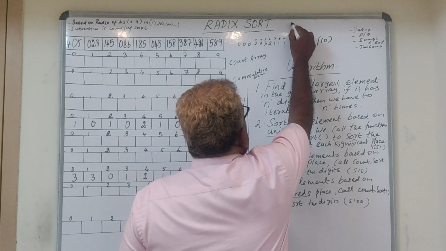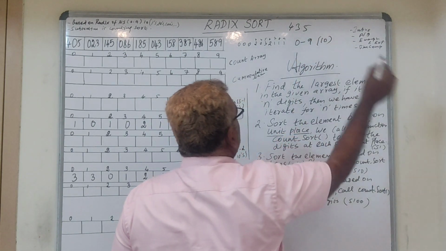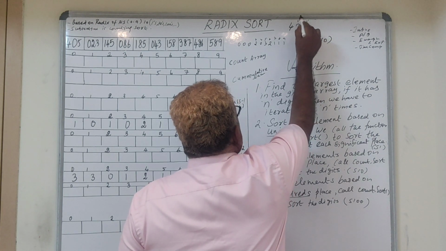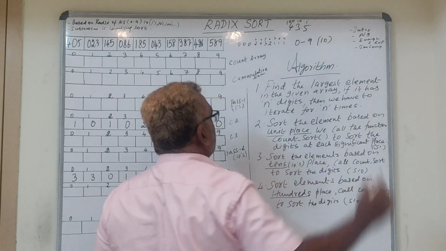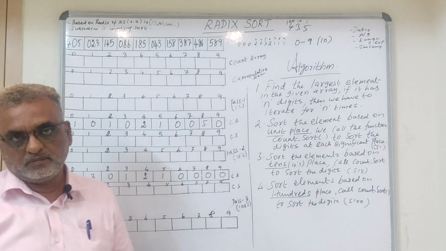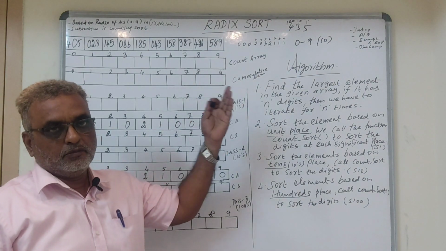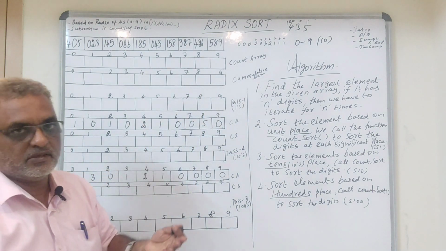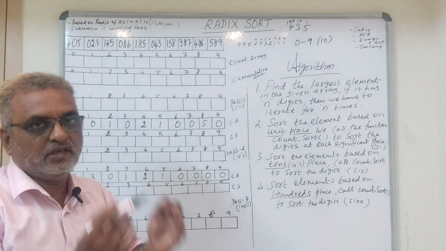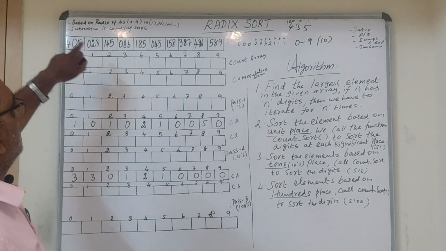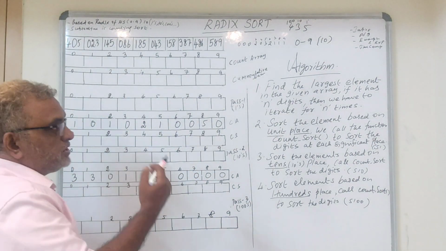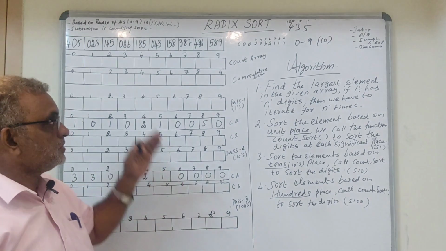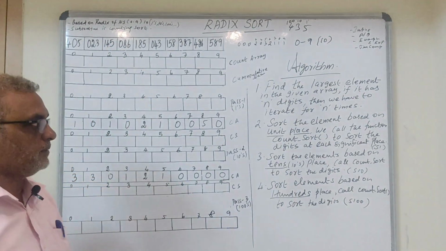For example, if you write the number 435, the 5 refers to the 1's position, the 3 refers to the 10's position, and the 4 refers to the 100's position. That means 4 into 100 plus 3 into 10 plus 5 into 1. That is how we get the decimal number. In order to perform radix sort, we are going to use count sort as a subroutine.